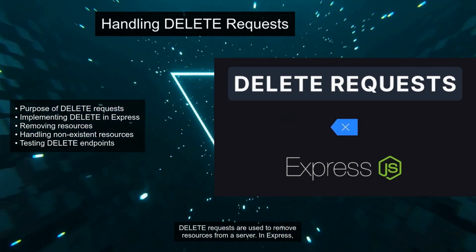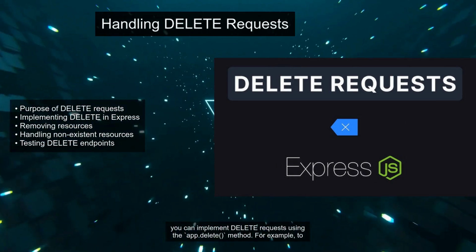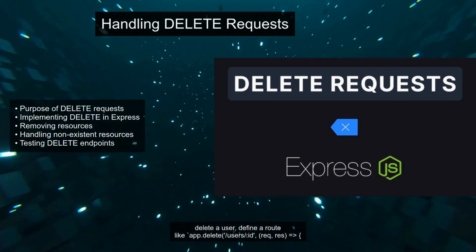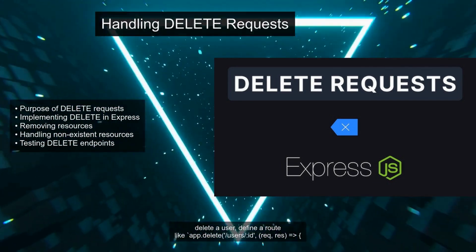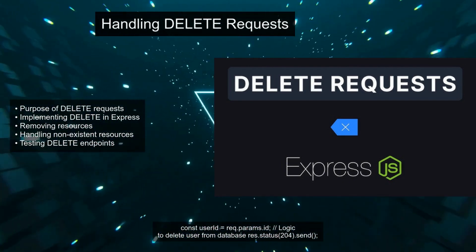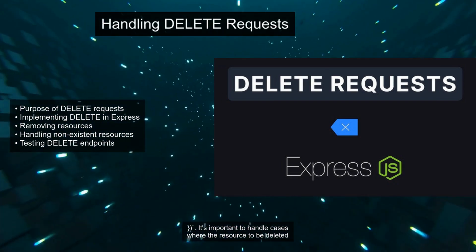DELETE requests are used to remove resources from a server. In Express, you can implement DELETE requests using the app.delete method. For example, to delete a user, define a route like app.delete('/users/:id', (req, res) => { const userId = req.params.id; // logic to delete user from database res.status(204).send(); }).